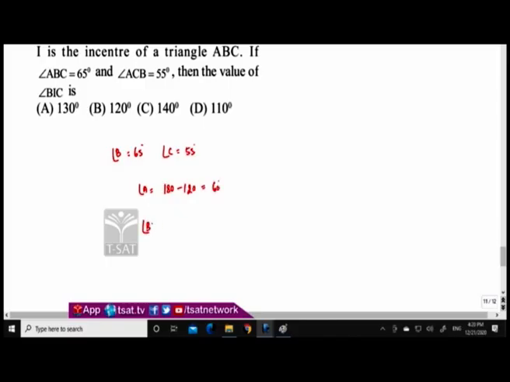Angle BIC is equal to 90 plus angle A by 2, which is 90 plus 30, 120 degrees. Look at the next question.